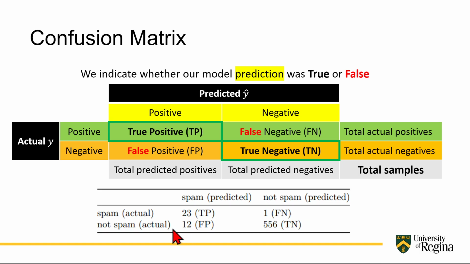And from the actual non-spams, most of them, 556 plus 12, that's going to be 568. From the 568 actual non-spams, 556 of them were correctly identified as not spam, and 12 of them were incorrectly identified as spam. So this is where you have a legitimate email, and it goes into your spam folder when it wasn't actually spam.